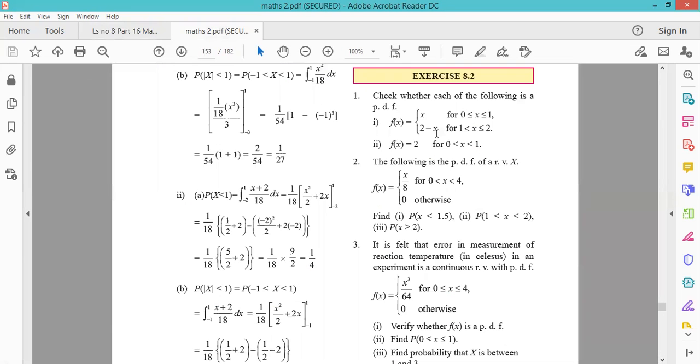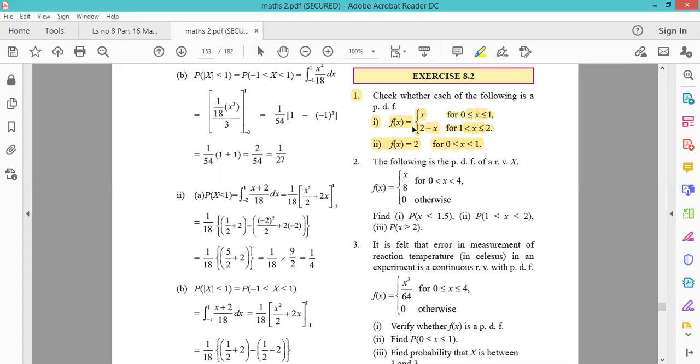So with this introduction, let us start with exercise 8.2, sum number 1. So pay attention class when I'm explaining you all the sum. Check whether each of the following is a PDF or not. So you have to first tell or identify whether both of these functions are PDF or not. So let's have a look how to calculate for a PDF. Remember class, all the values should be greater or equal to 0. And second thing, integral A to B should be equal to 1. So when these two conditions are satisfied, then only you can say that it is a PDF.